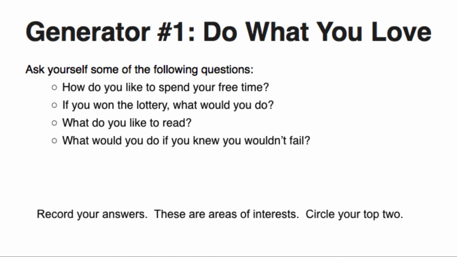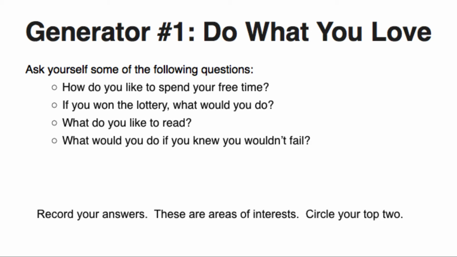We've all heard that if you're doing what you love, you'll never work a day in your life. So for this first idea generator, we're going to have you ask yourself some questions, and go ahead and write them down. How do you like to spend your free time? If you won the lottery, what would you do? What do you like to read? What would you do if you knew you wouldn't fail? The idea here is to think big. What would be your biggest dream that would make you the happiest? Once you have a list or an answer to all of these questions, these are your areas of interest.